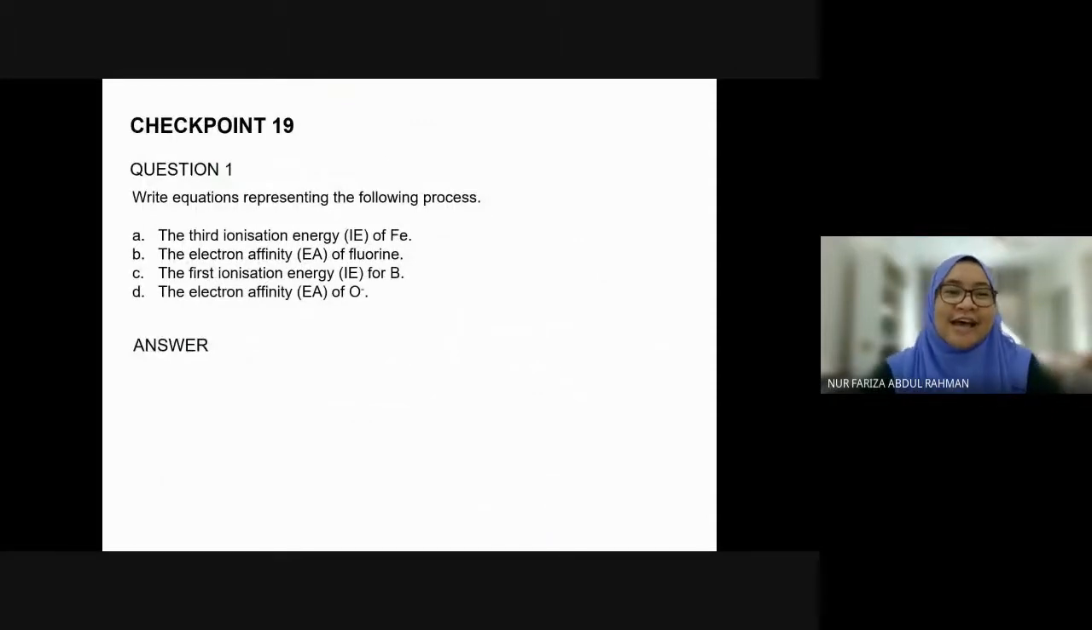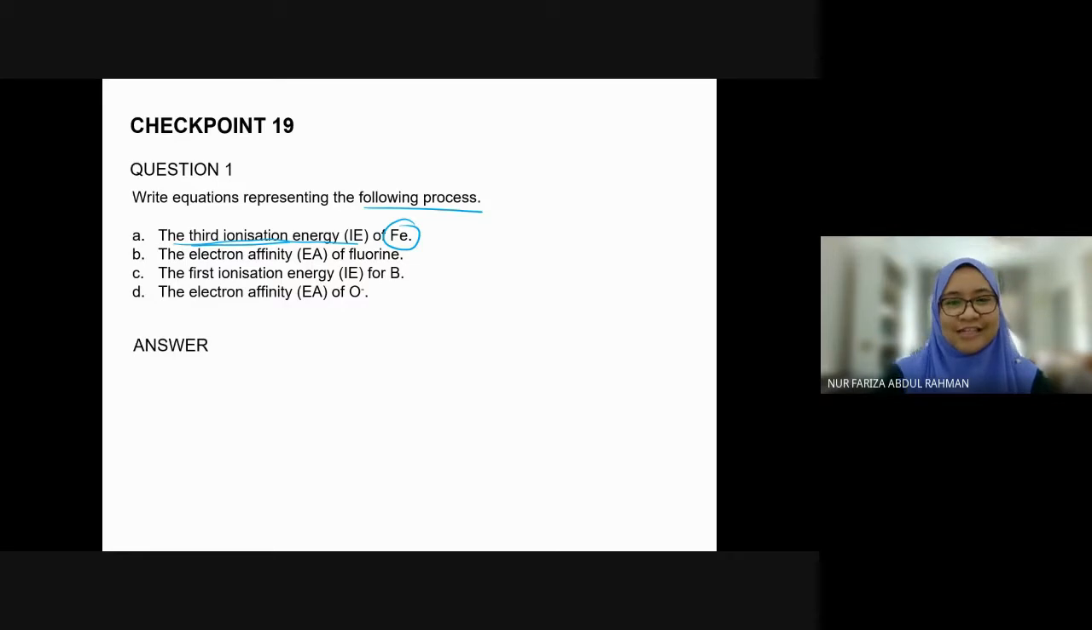Okay. Right. Equation representing the following process. Okay, the third ionization energy of iron. See, the third ionization of iron. Okay, so please be careful, buat step by step. Okay, alright. So katakanlah kita start from the beginning lah. Okay, kalau you tak pro lagi, you kena start from the beginning. Kalau you dah pro, you tahu. Kalau you dah pro, senang aja. Okay, kita buat style orang pro kan.